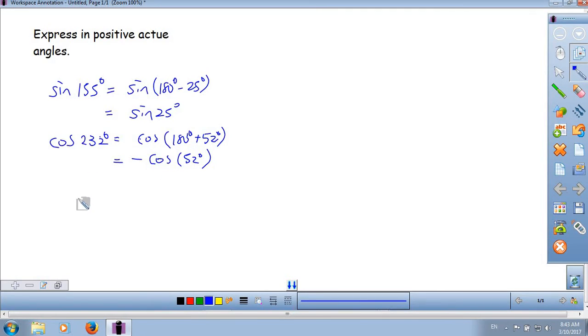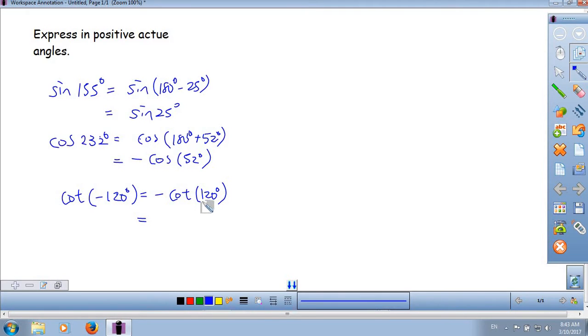Alright, let's try another one. Let's try cotangent of negative 120 degrees. Now, first of all, we don't want to write the negative inside the cotangent, so we write it as the opposite of cotangent of 120 degrees, and we want to express this using an acute angle.